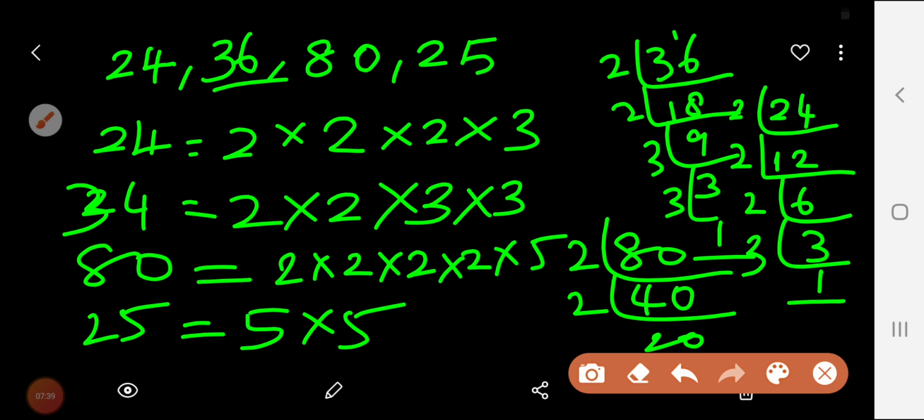So 24 equals 2 into 2 into 2 into 3. 36 equals 2 into 2 into 3 into 3. 80 is 2 into 2 into 2 into 2 into 5. 25 is 5 into 5. We need to find the cube root of this one. Am I right? Cube root of this one. So it is very simple.